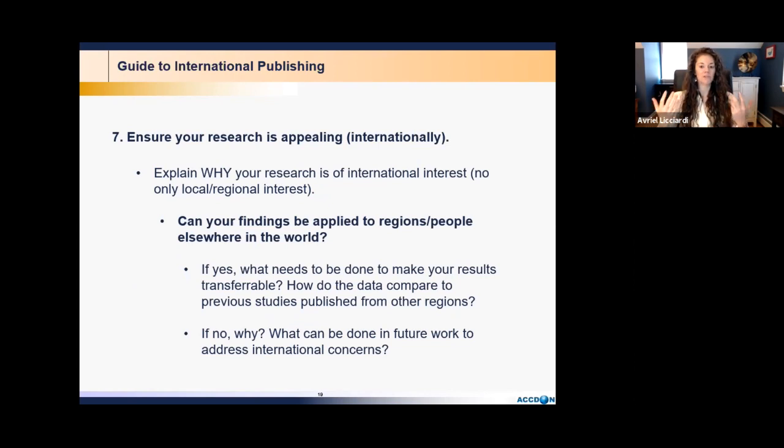Ask yourself, can your findings be applied to regions or people elsewhere in the world? And if your answer is yes, then you need to elaborate in your manuscript on how your results are transferable specifically. How do your data compare with previous studies that have been published elsewhere from other regions? And what can you learn from those comparisons, those similarities and differences between your data? And if your findings aren't really that applicable to other areas or people in the world, you can always elaborate on that a little bit more to make your manuscript stronger. So what can be done in future work to address international concerns or to make your work more applicable or transferable outside that region or country that you're working in?